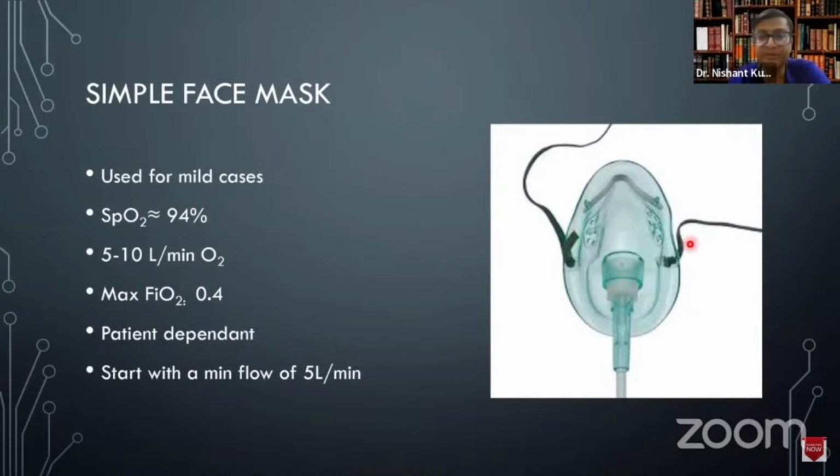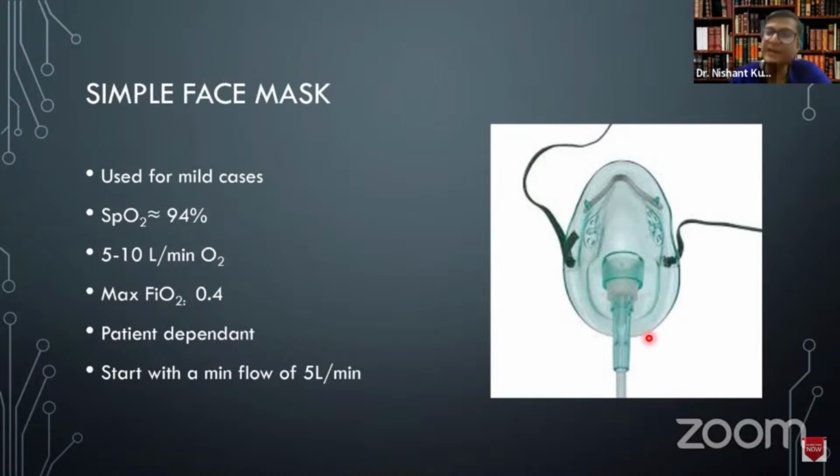It's a simple face mask. It connects to your flow meter. Used for mild cases, usually when SpO2 is approximately 94%, or you want to give oxygen, you use this. You can use up to 10 liters or up to 15 liters with this. Remember not to use less than 5 liters, whatever be the requirement. Why? Because there's a small reservoir. It should be tightly fitted on the face and it creates a reservoir.